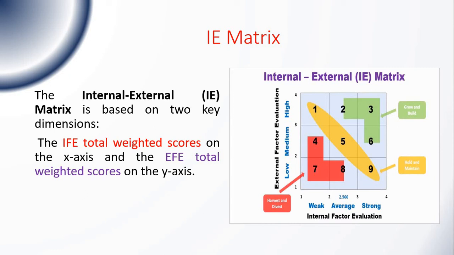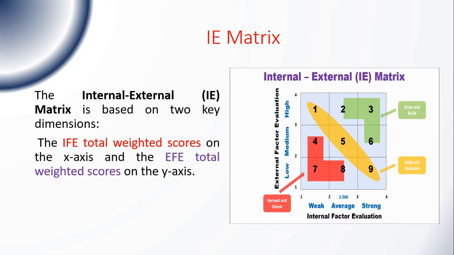But whenever our business happens to be at 4 7 8, in these cells, from 1 to 2, we are weak. It means our position is weak and the external factors are also low.